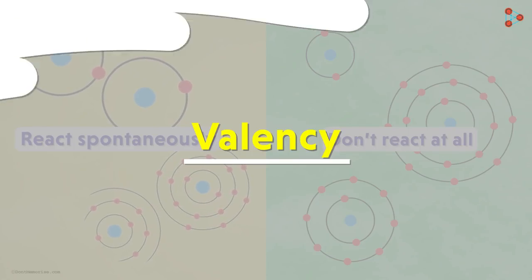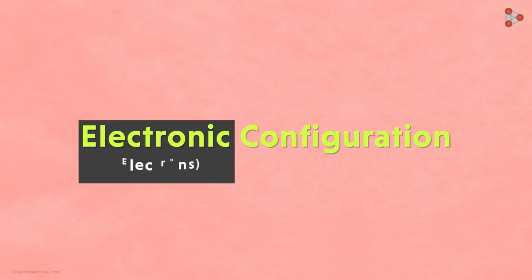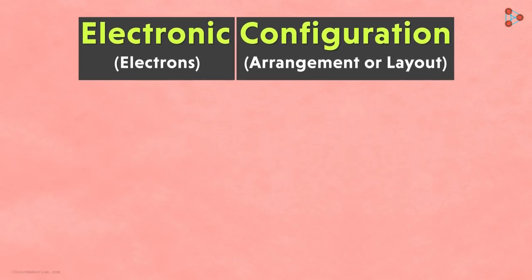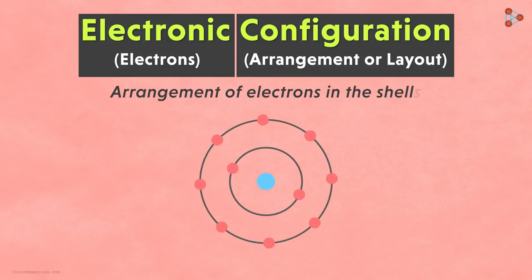But before that, let's have a look at an important concept called the electronic configuration. Now, what could this be? As the name suggests, electronic refers to electrons, and the term configuration literally means arrangement or layout. That means the electronic configuration of an atom is the arrangement of its electrons in the shells. As simple as that. There are two facts that we need to recall.